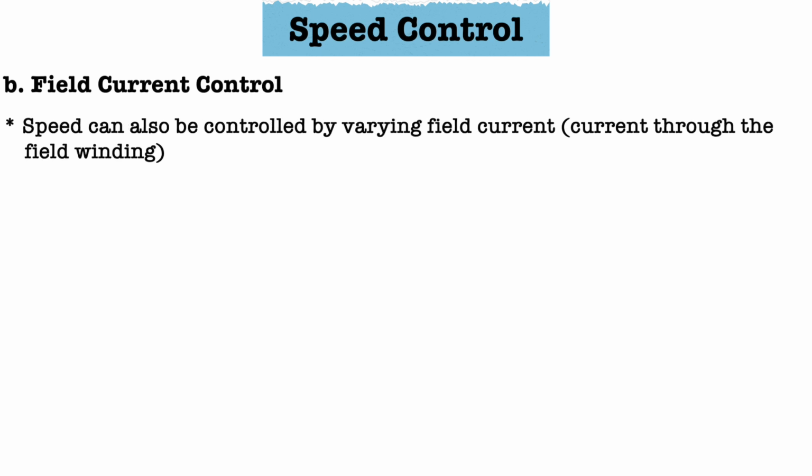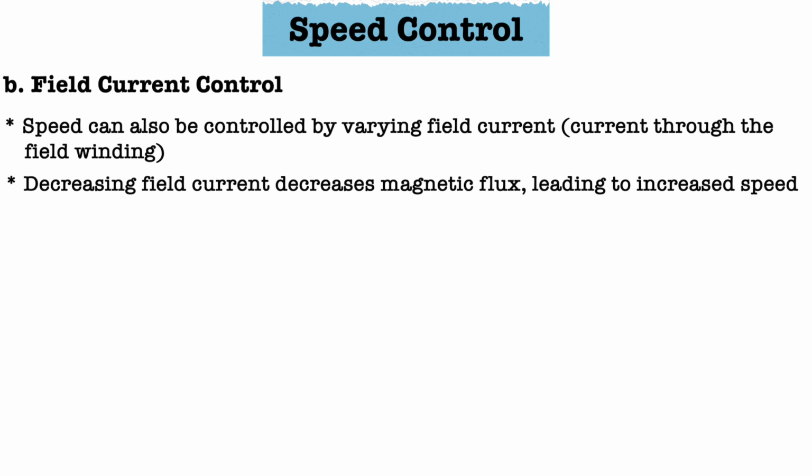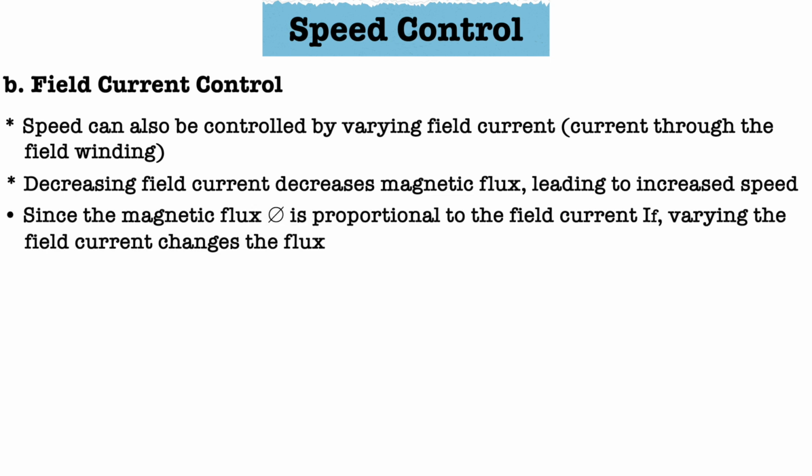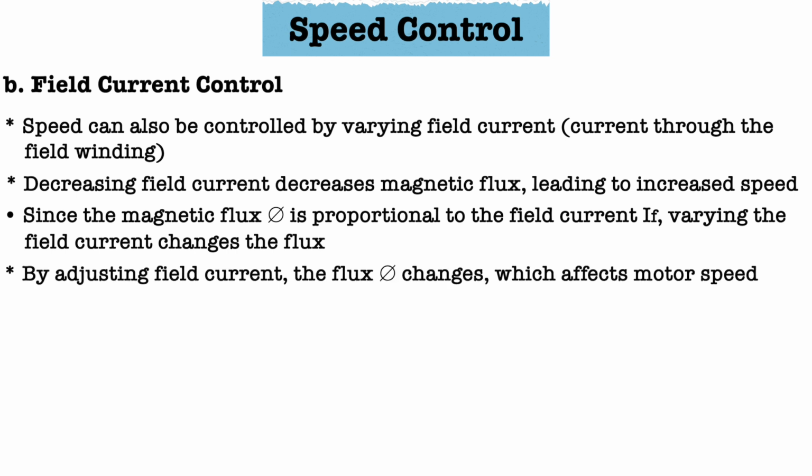Next is field current control. The speed of a DC motor can also be controlled by varying the field current, that is the current flowing through the field winding. Decreasing the field current decreases the magnetic flux, leading to an increase in speed. Since the magnetic flux phi is proportional to the field current IF, varying the field current changes the flux. By adjusting this, the motor speed can be adjusted.